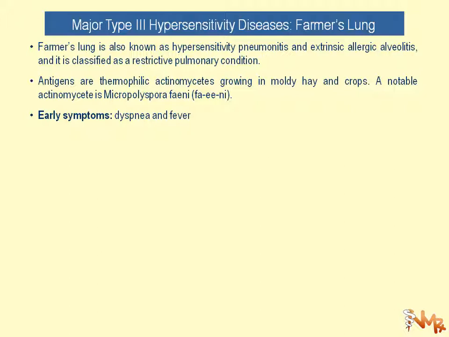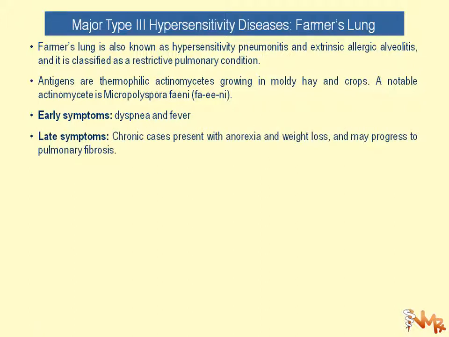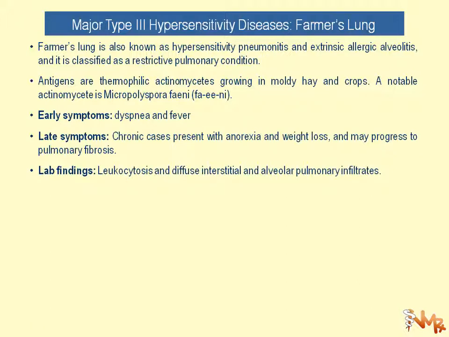The early symptoms of farmer's lung include dyspnea and fever. Later symptoms in chronic cases include anorexia and weight loss and may progress to pulmonary fibrosis. Lab findings include leukocytosis and diffuse interstitial and alveolar pulmonary infiltrates. Symptoms usually begin 4 to 6 hours after exposure to associated organic dusts.